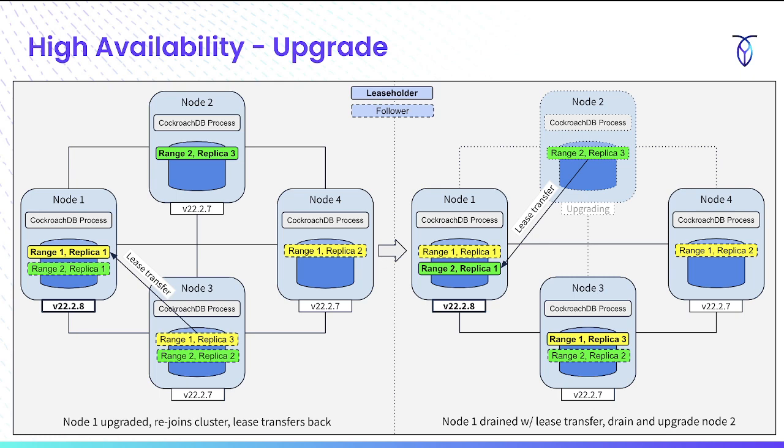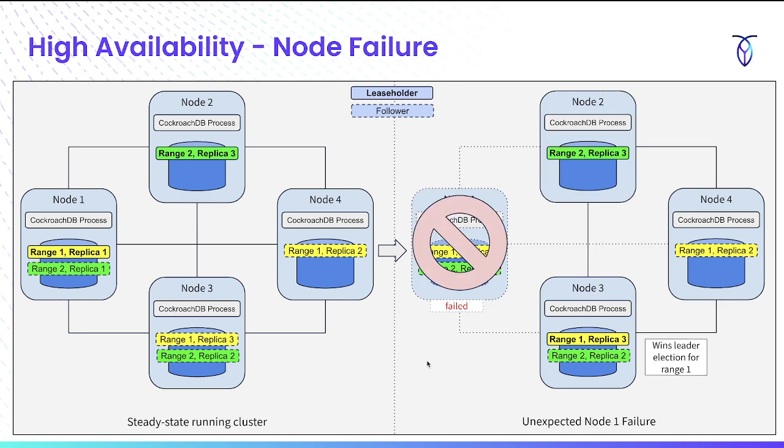So this process will occur until all the nodes in the cluster are upgraded, and this applies to both patch upgrades and major upgrades. So that's how we maintain availability in an upgrade scenario.